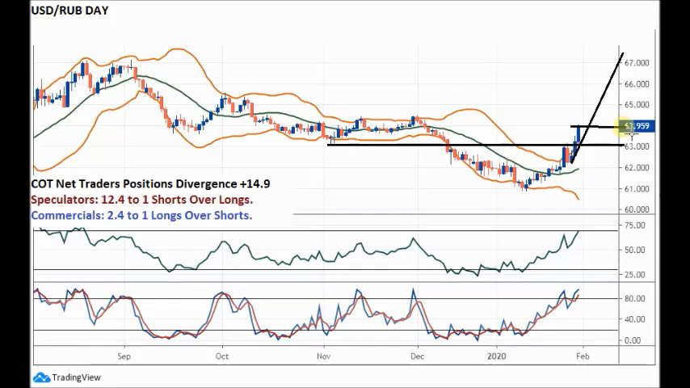Obviously you can do pullbacks as well, but make sure we get some strength off the level. So go through the round number. Where are we going? Up to 67 possibly. So you want to break out and you want to see it follow through.